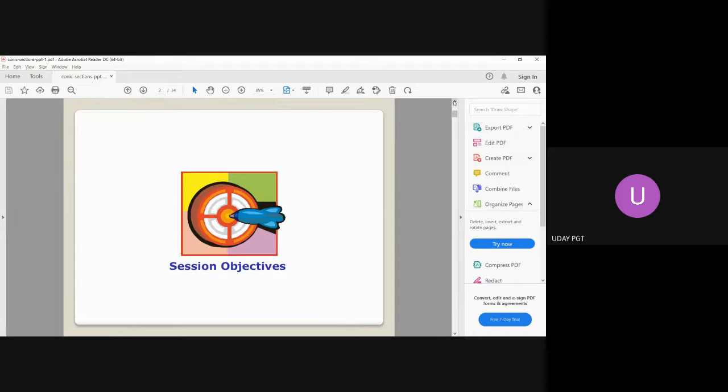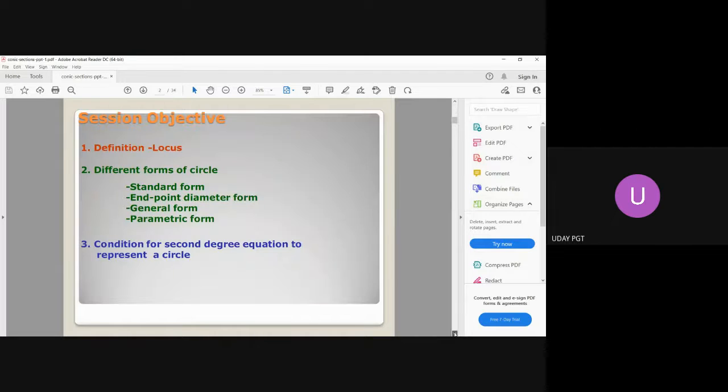Actually, the definition of the circle can be defined. Circle can be defined in the previous classes you have learned. How did you learn? What's the definition of the circle? Any one of you? Circle is nothing but what?